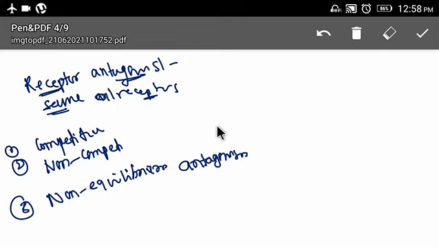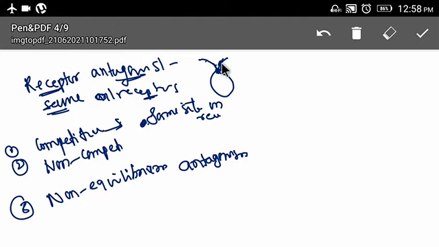Now let's see each one of these. In competitive antagonism, what happens is these two drugs will compete for the same receptor, to be specific, the same site on the receptor. Suppose this is a receptor, we have a site for attachment of agonist and antagonist. Both agonist and antagonist act on the same site of the receptor, so that is what is called competitive.